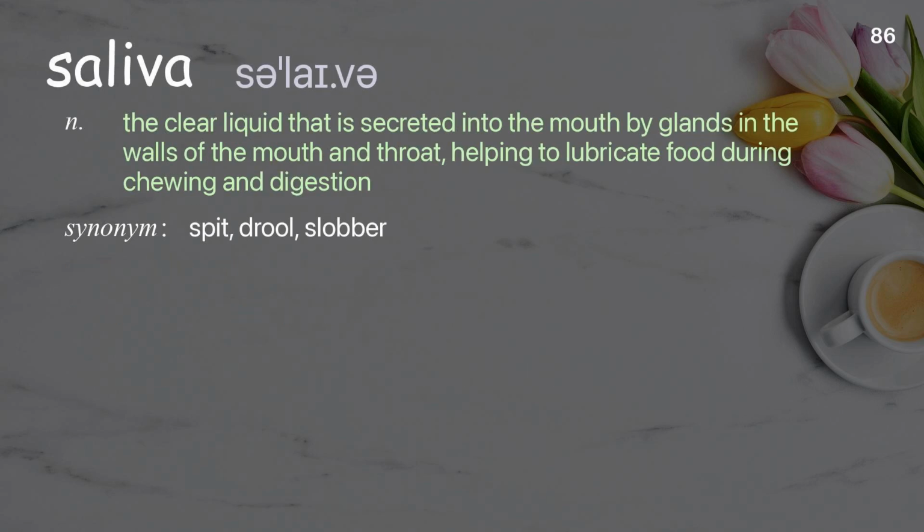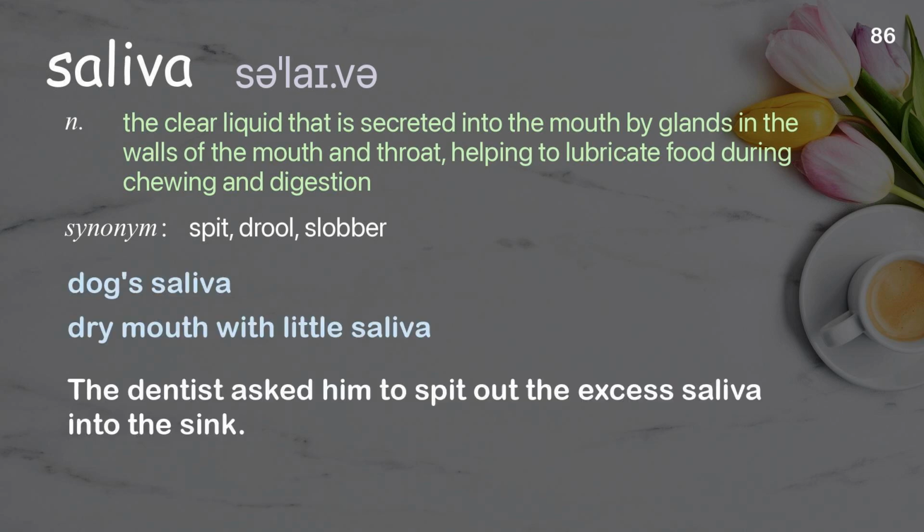Saliva. The clear liquid that is secreted into the mouth by glands in the walls of the mouth and throat, helping to lubricate food during chewing and digestion. Examples: dog saliva, dry mouth with little saliva. The dentist asked him to spit out the excess saliva into the sink.